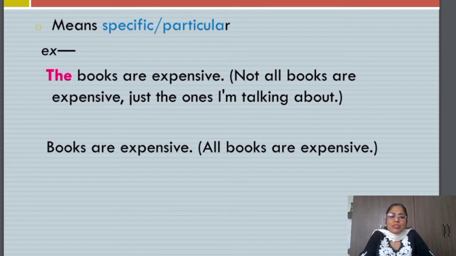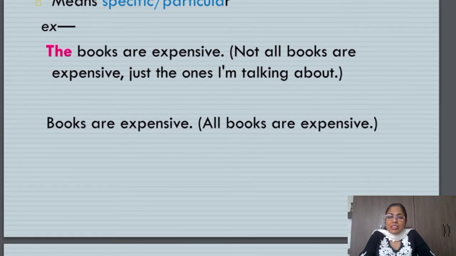If I say the books are expensive, I am referring to a particular category of books that are expensive. Maybe they are books on photography and I made a reference to them, and now I want to reiterate it, and then I say the books are expensive. All books are not expensive. But if I say books are expensive, then I mean to say that all books are expensive.